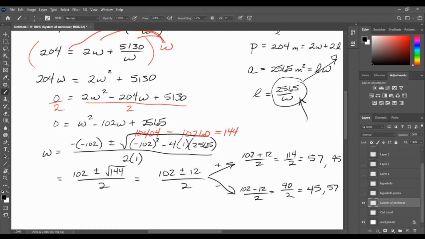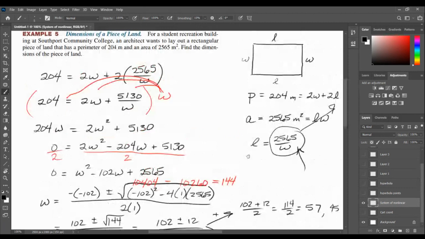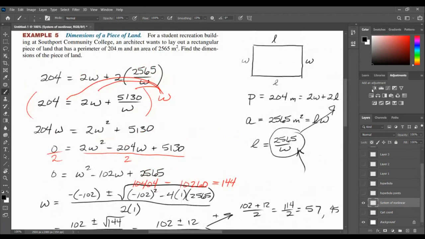And in English, we tend to say that the shorter side of a rectangle is the smaller number. So that will be our 45. The longer side is the larger number, or 57. So those are the dimensions of the land that has a perimeter of 204 and an area of 2565. And we did that with a system of equations.